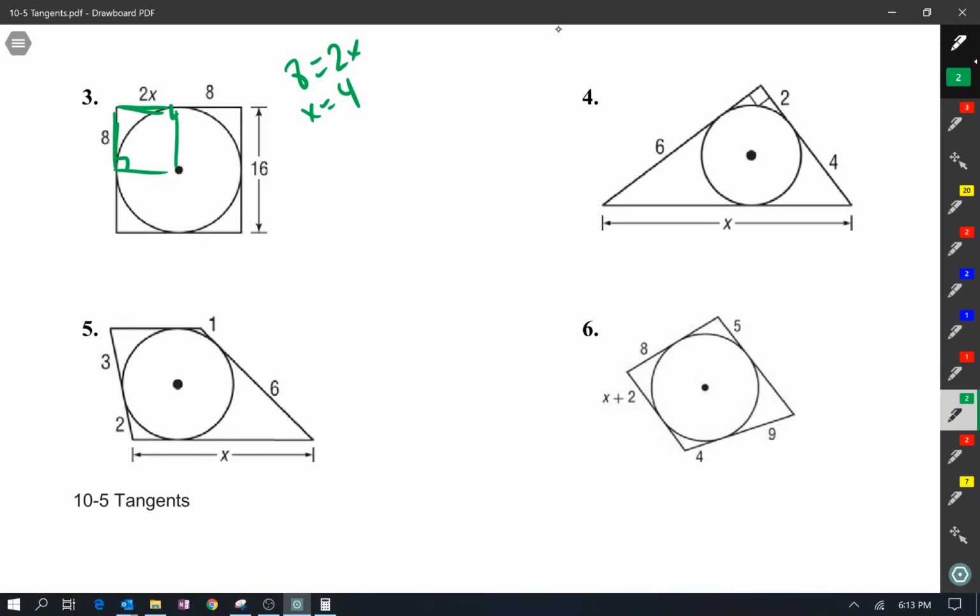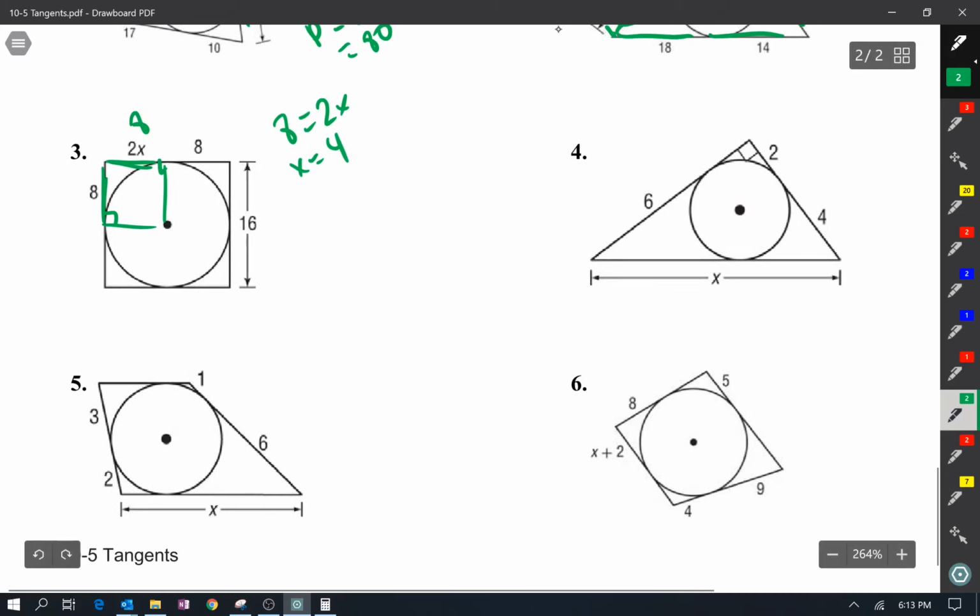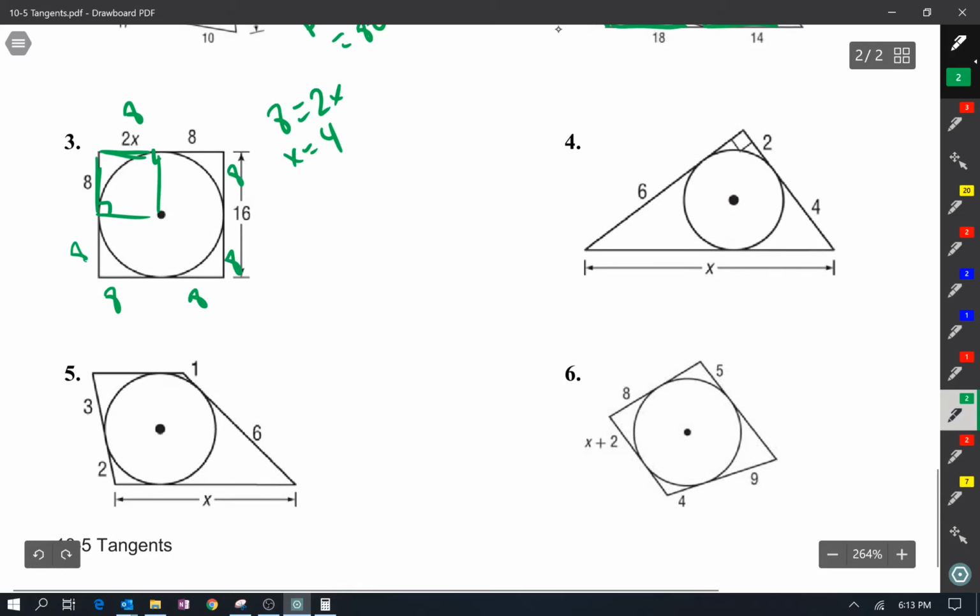All right, so let's finish this up. So x is 4. So this is 8, right? So this is 8, this is 8, this is 8, this is 8, this is 8. You play with the math, so it's just 6. The perimeter is just going to be 16 times 4, which is 64. Yeah? All right, let's do this one.